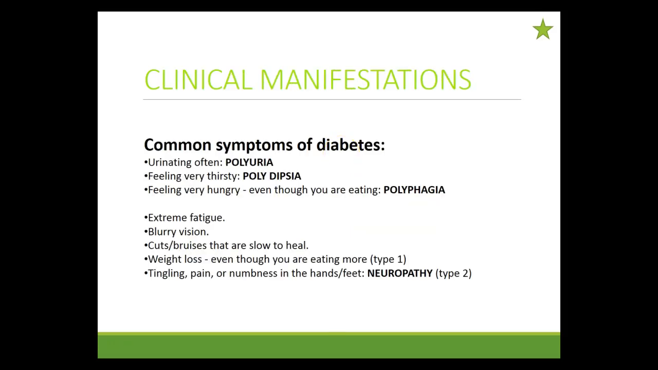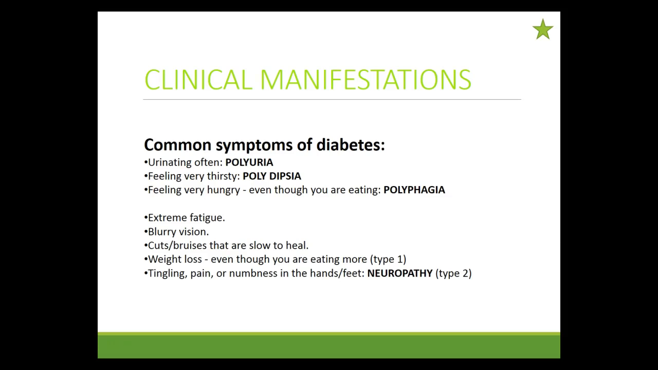Clinical manifestations, common symptoms of diabetes overall, and like we talked about in class, the 3 Ps, you'll see it a lot more predominant in your type 1s. But polyuria, polydipsia, and polyphagia.